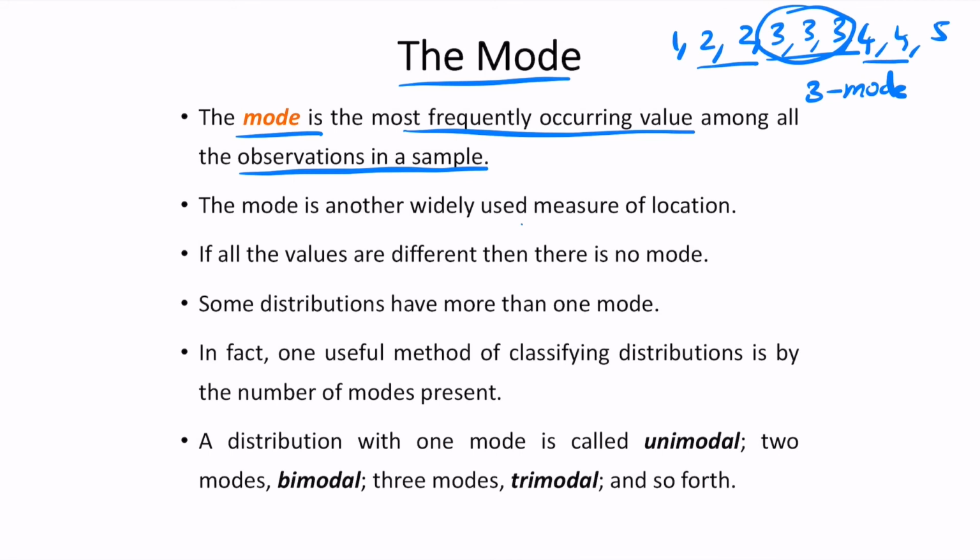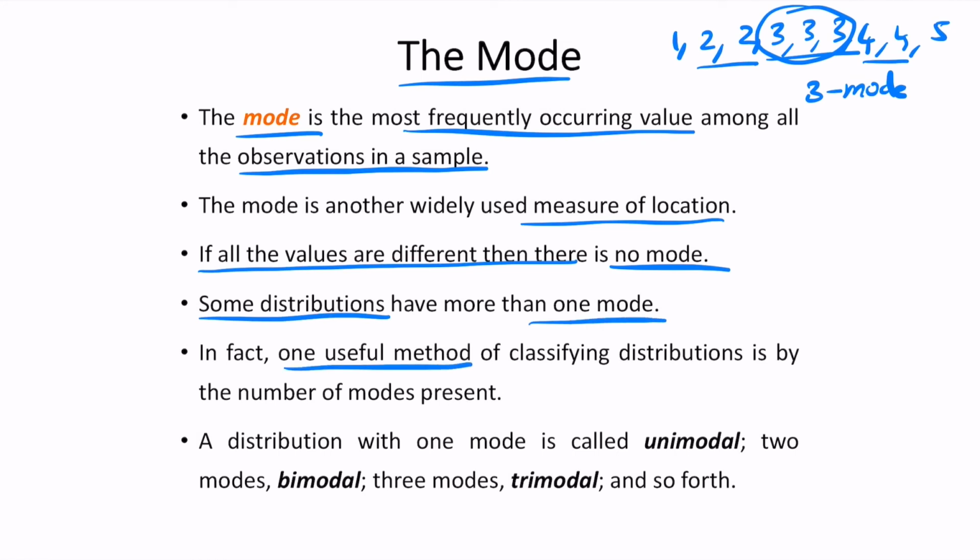This is also one of the most commonly used measures of location. If all values are different, then there is no mode. But some distributions can have more than one mode. In fact, one useful method of classifying distributions is by the number of modes that are present.